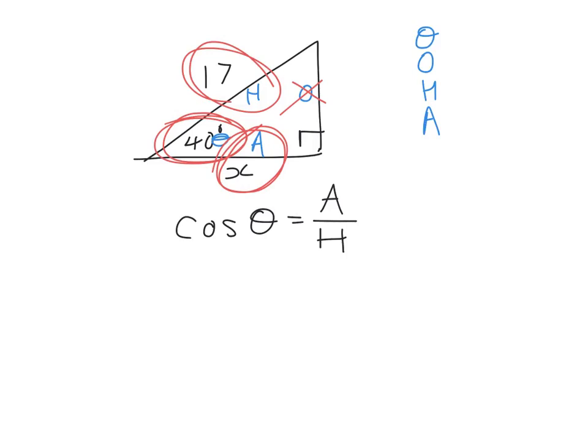Next, put in everything that you know. Cos 40 this time. The angle is 40, so we put that number there. What is A? X, good. So X goes here. And H is 17, so that goes here. Very similar to the last one.